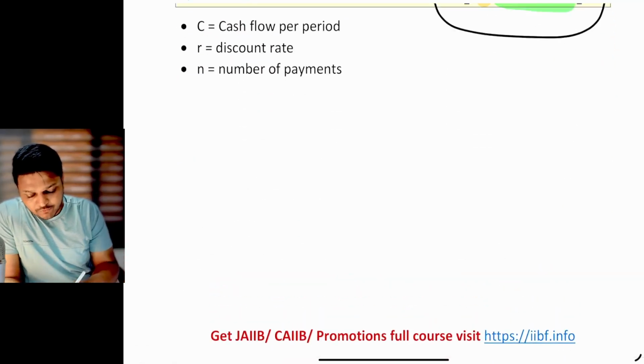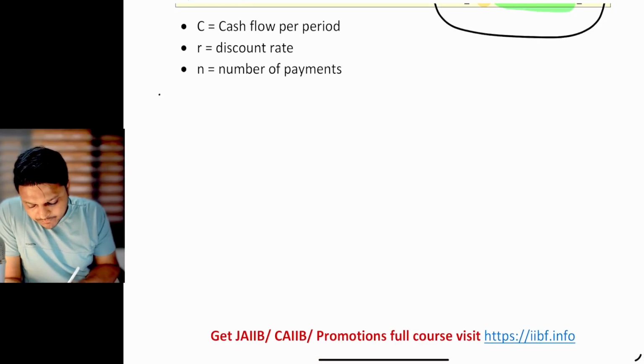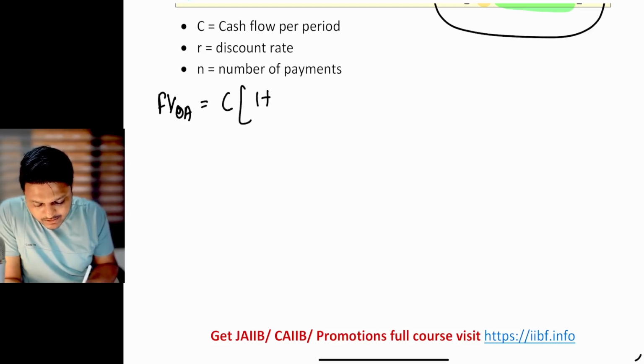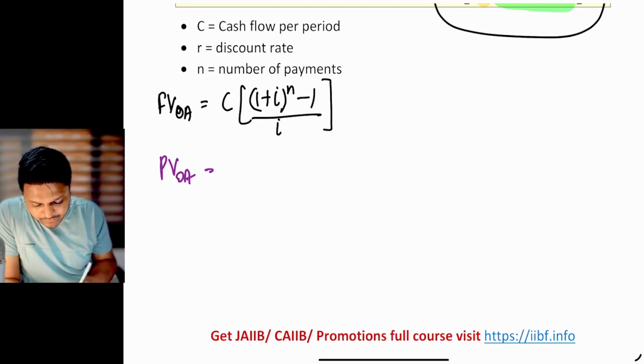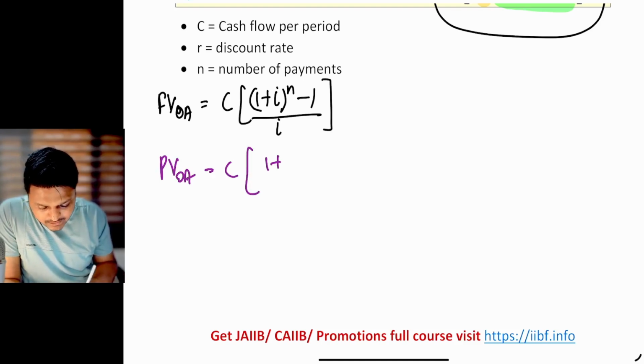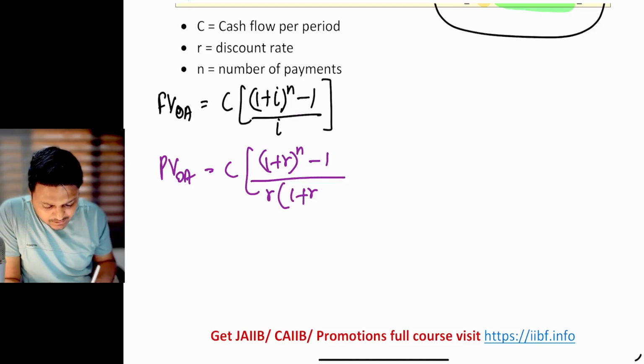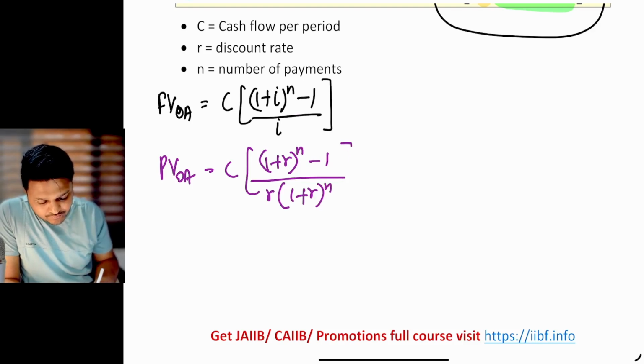So I'm just writing the formulas again for you. The future value of ordinary annuity is equal to C into 1 plus I raised to power n minus 1 divided by I. This is the formula for the future value. And if we talk about the present value of ordinary annuity, same thing: C into 1 plus R, instead of I we are going to use R, raised to power n minus 1 divided by R, and 1 plus R raised to power n.